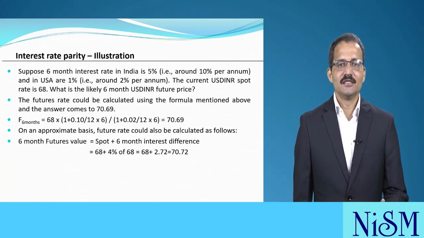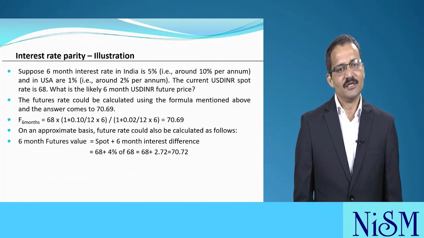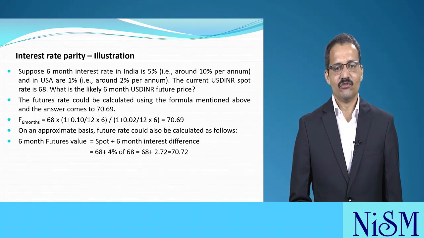Here we can see the example of how we can calculate the future price for 6 months using the same logic which we have used for the 1 year. The only thing is you have to multiply by 6 and divide by 12, since it is only for 6 months.